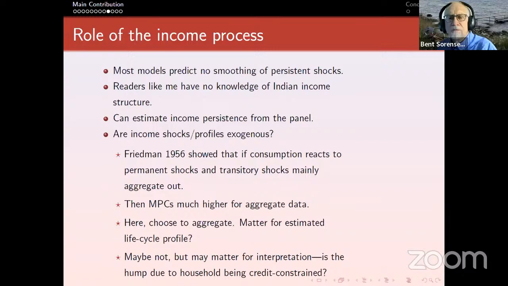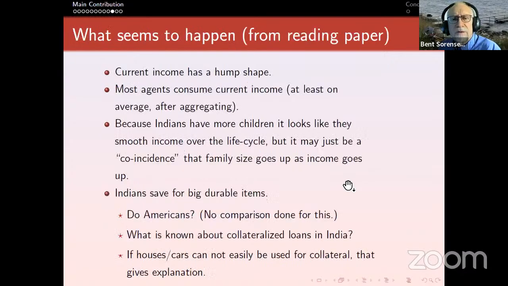but it does matter for the way we interpret it, right? We really want to know, well, are people able to borrow, or are they not able to borrow, and what explains it. So what I think happens is that current income has a hump shape, and that's to a large extent exogenous. I think that's what happened, but I don't know. But I'm more convinced that most agents just consume their current income, at least on average.